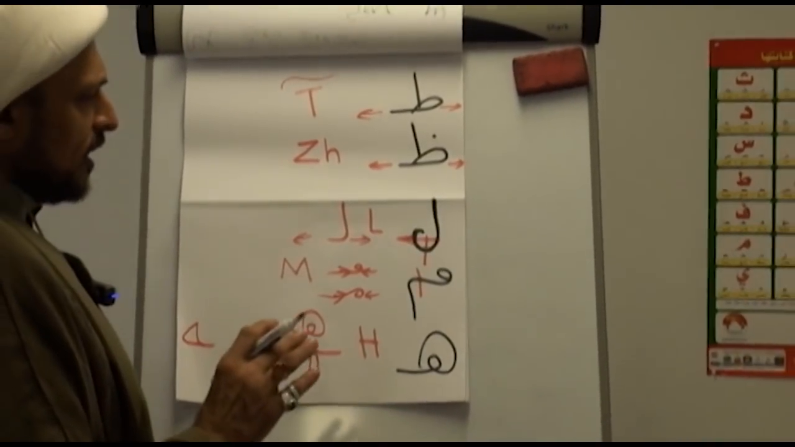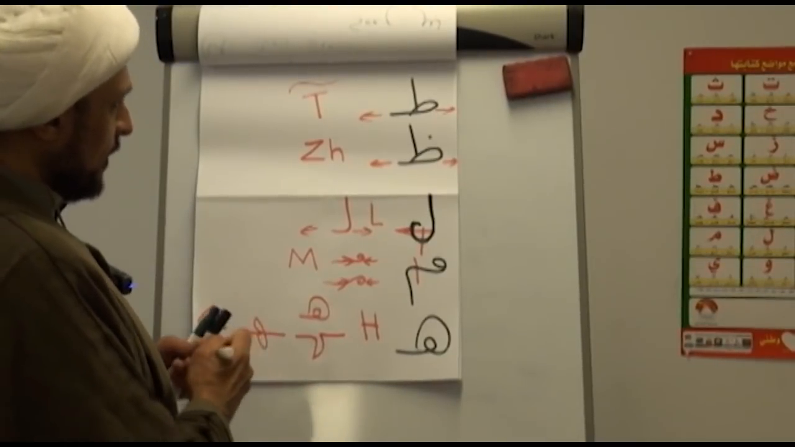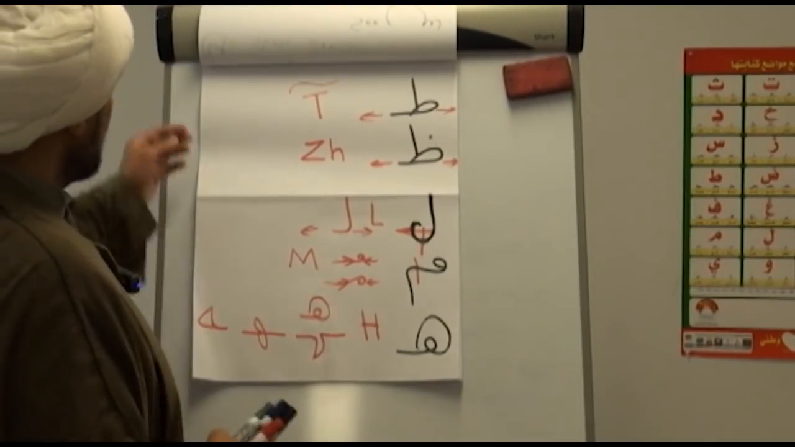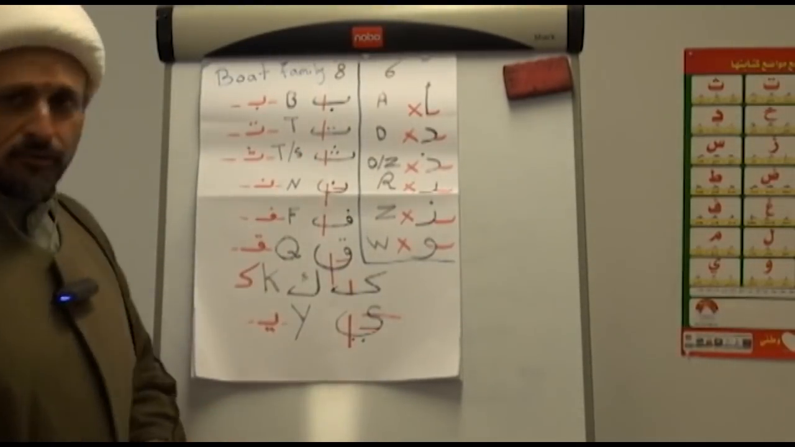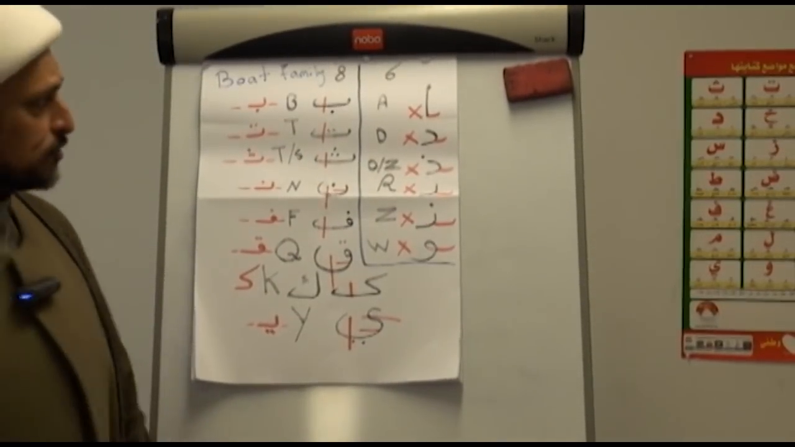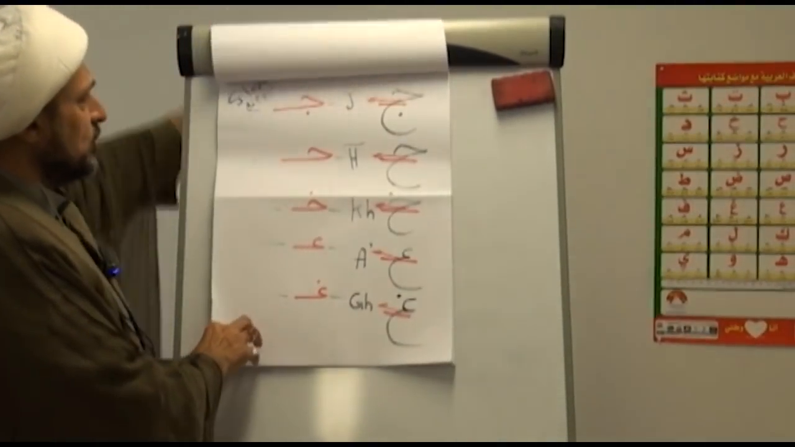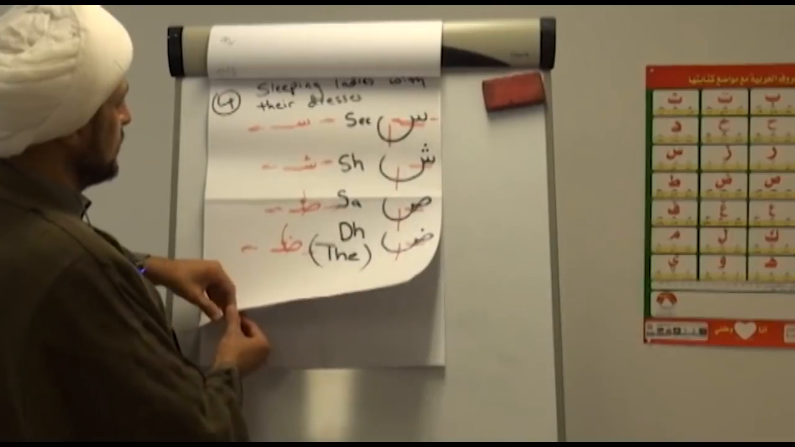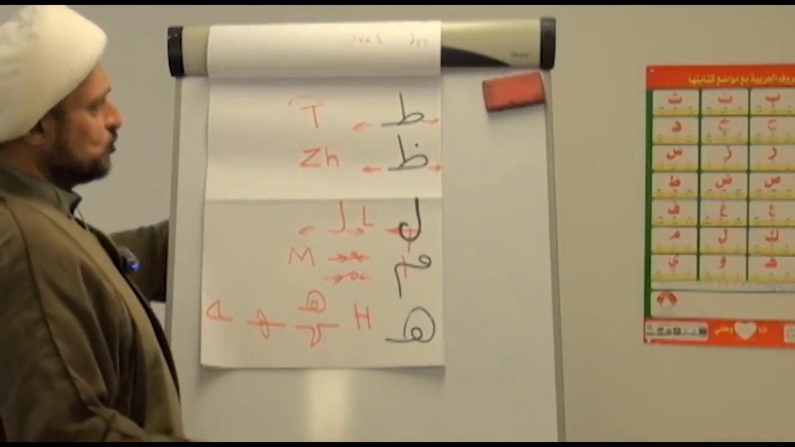We're going to talk about how the alphabets look in the beginning, in the middle, and at the end. Our time is over. I'm just going to quickly review whatever we said today, and we will be done for today. So basically, 6 plus 8, 14 and 4, 23, and then we have these 5 that makes it 28.